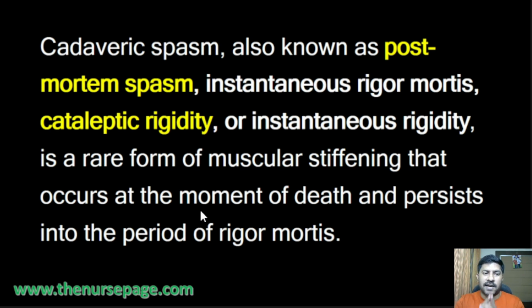In the case of cadaveric spasm, the stiffening occurs at the moment of death. There will not be primary relaxation. So that is known as cadaveric spasm. The stiffening that occurs at the moment of death and persists into the period of rigor mortis. So instead of primary relaxation, there will be stiffening and it will go into the second process of rigor mortis. And the third stage, the secondary relaxation, will be there.